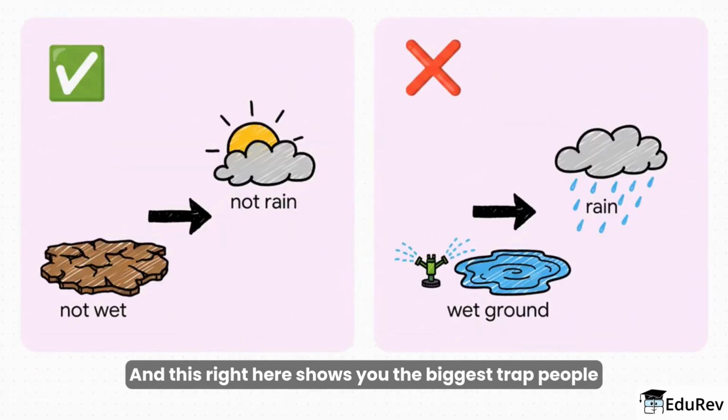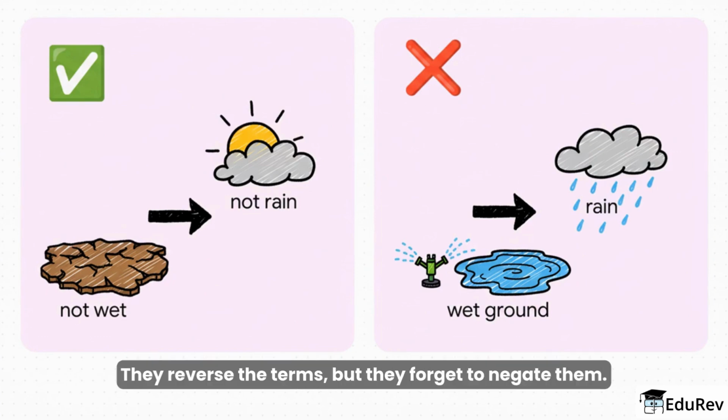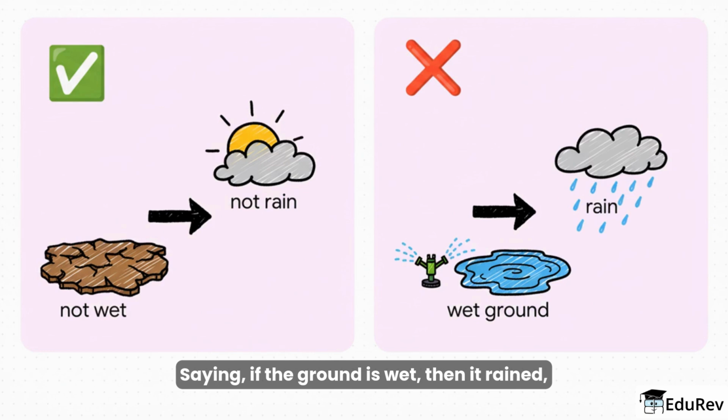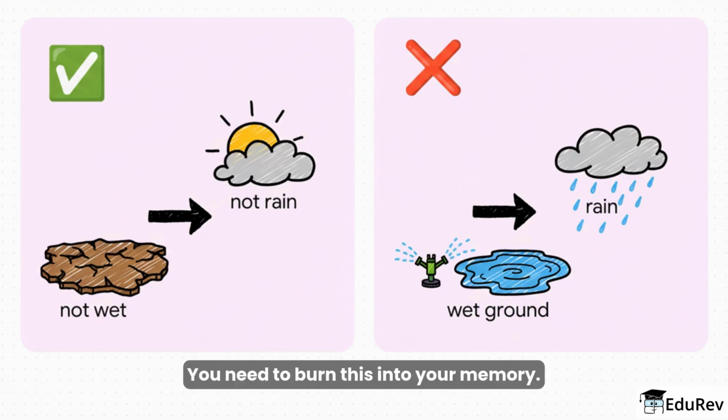And this right here shows you the biggest trap people fall into. They reverse the terms, but they forget to negate them. Saying, if the ground is wet, then it rained, well, that's not actually guaranteed, is it? Maybe someone just turned on a sprinkler. The only transformation that is always, always true is the contrapositive. If not Y, then not X. You need to burn this into your memory.